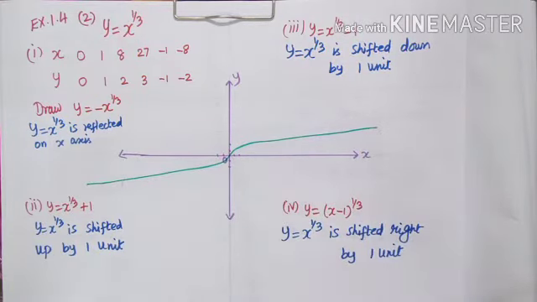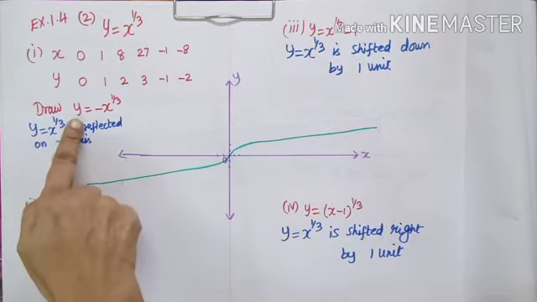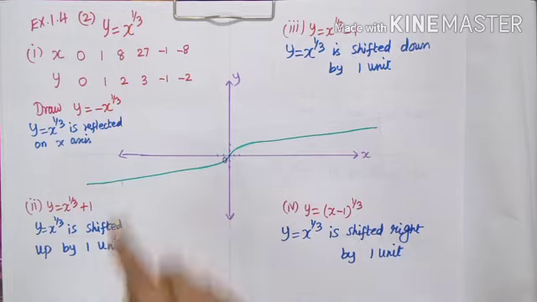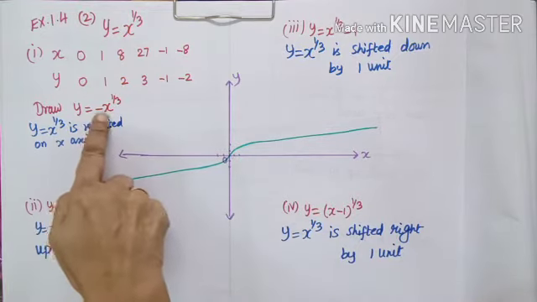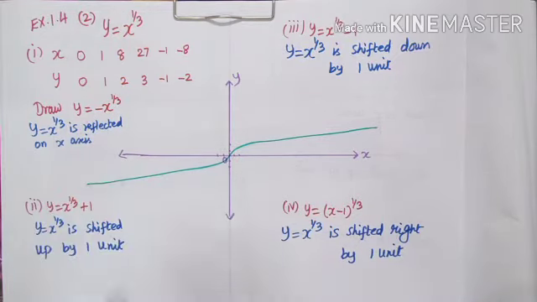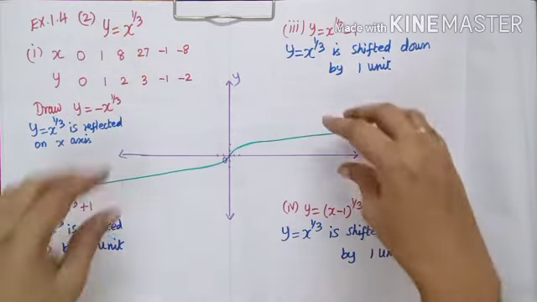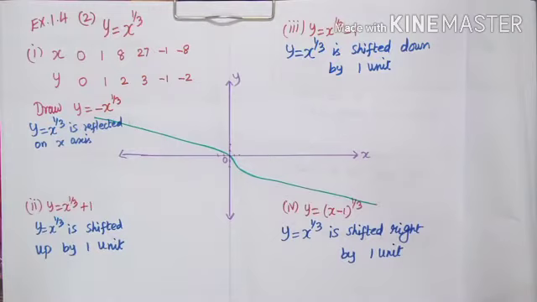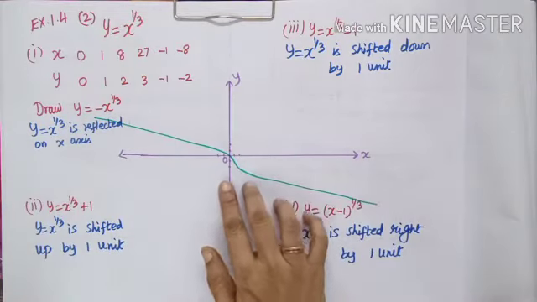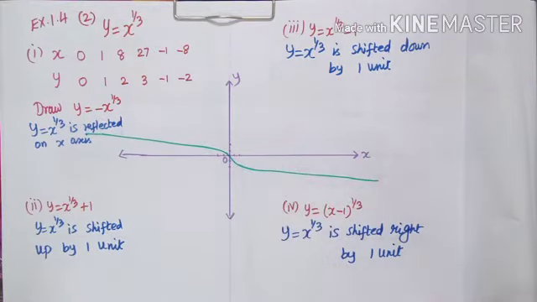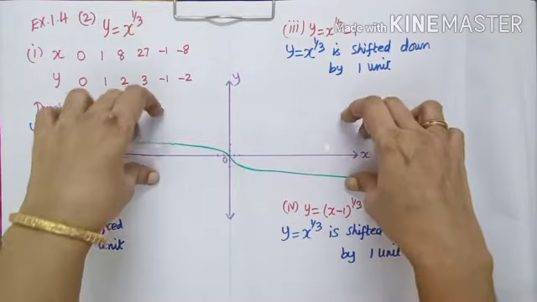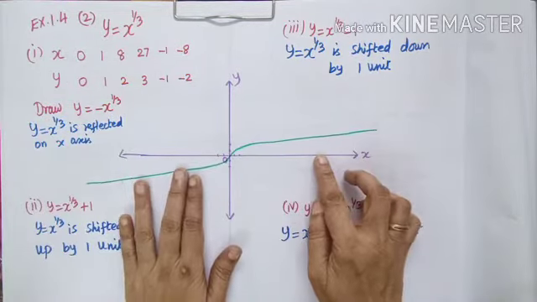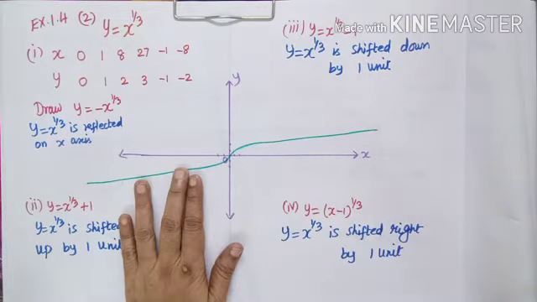What should you do? Draw y equals minus x power 1 by 3. Now y itself is becoming negative. So here we put the minus symbol, which implies reflect about the x-axis. This is the diagram. Reflect about the x-axis. My original diagram was like this: y equals x power 1 by 3.